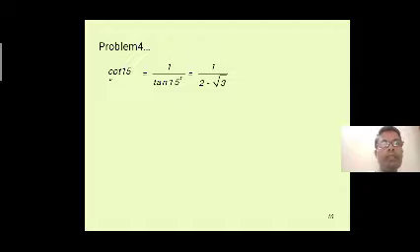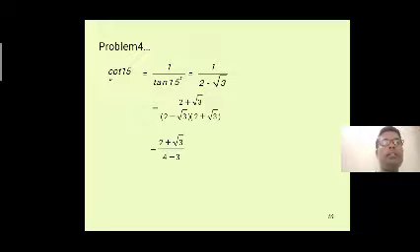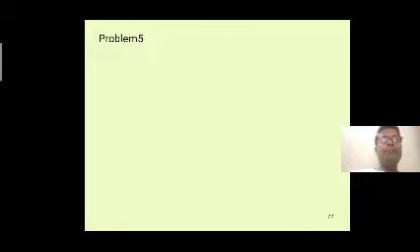Now we go to cot 15 degrees. How to write the cot? The opposite function of the cot is tan. So how to write cot 15 degrees? 1 by tan 15 degrees. That is equal to 1 by 2 minus root 3. We can do the rationalization. We get 2 plus root 3 by 4 minus 3. That is equal to 2 plus root 3. So the value of cot 15 degrees is 2 plus root 3.